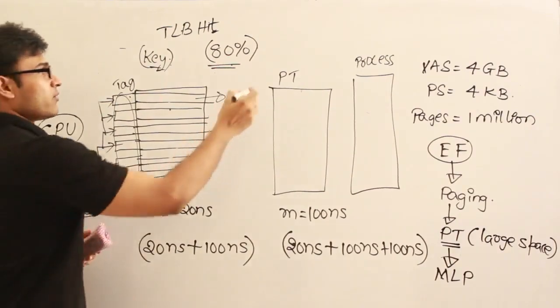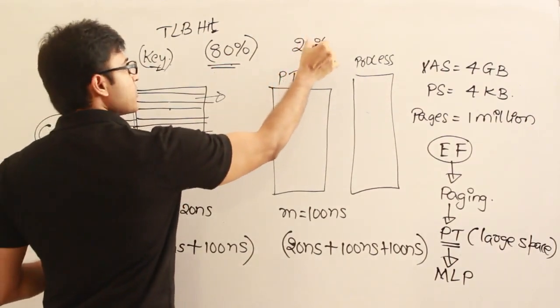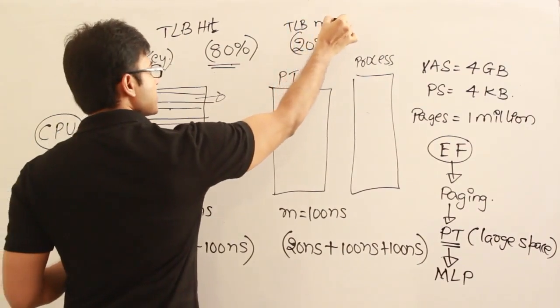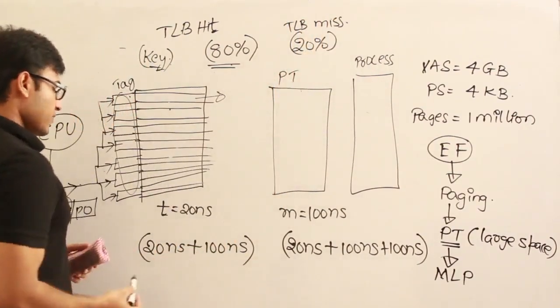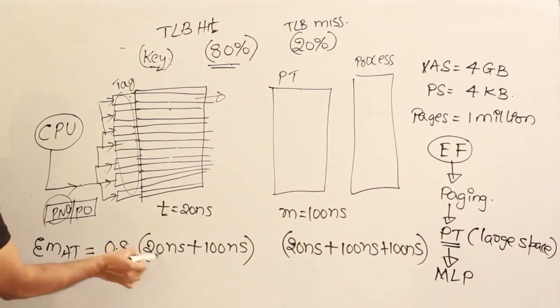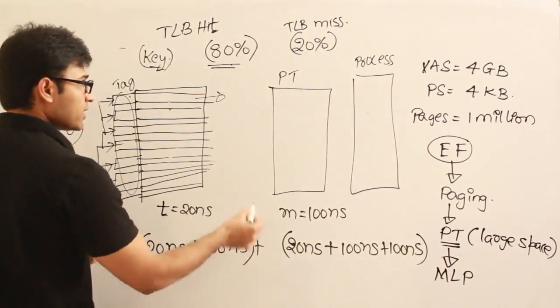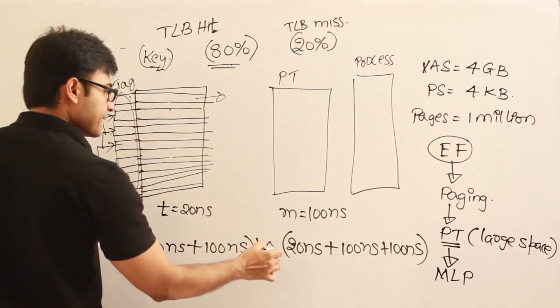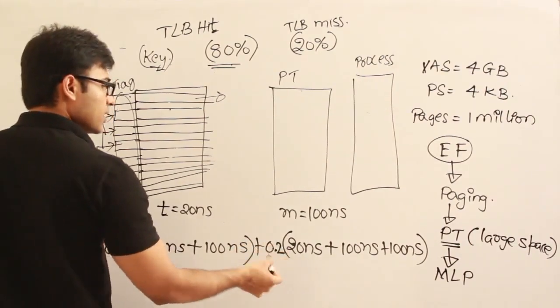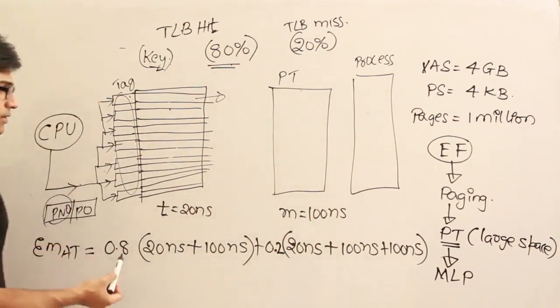And what happens the other 20% of the time? 20% of the time it will not be present. That one I call a TLB miss. Right? Then what happens to the effective memory access time here? 80% of the time it is present here, therefore 80% of the time this one happens, plus 20% of the time it is not present here, therefore I will put 0.2 here. It is not present, then it is going to take this much time.